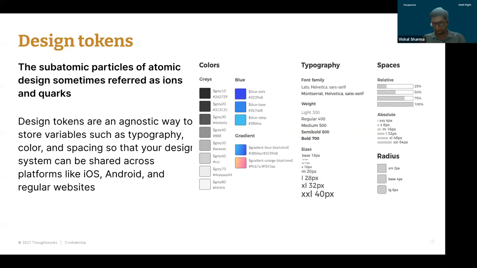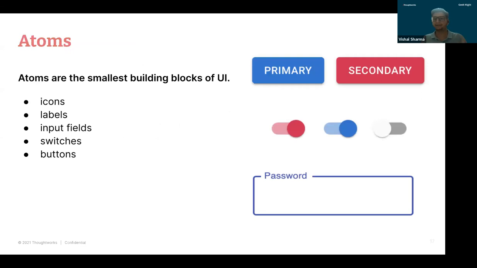building these tokens. So moving on, once you have your design tokens ready, you can start building your atoms. Atoms are nothing but, as the name implies, the smallest unit. Electrons and protons have their own identity, but atoms are what we mostly talk about. So what can be the smallest building block for any design system? It can be your buttons, your icons, your switches. Your text input field is another example. Your labels can also be atoms. The smallest unit which you need to build is an atom.